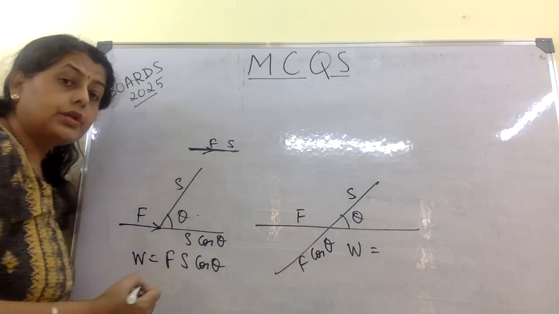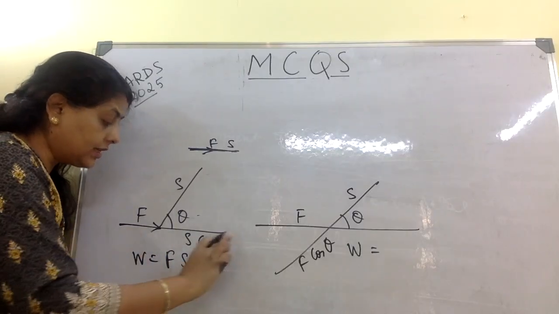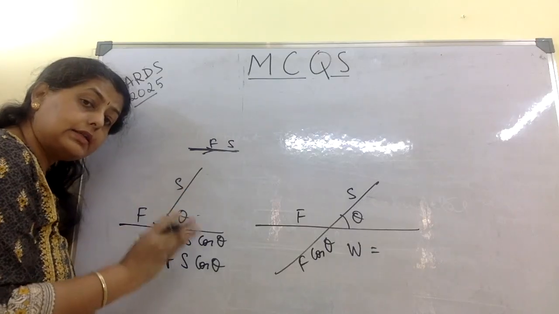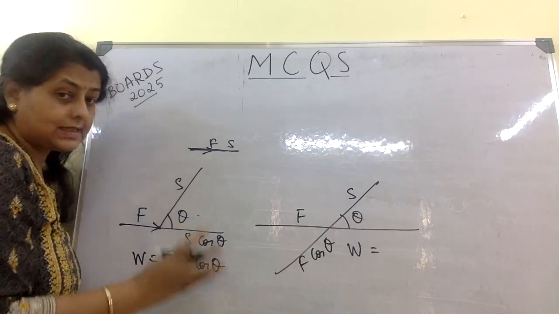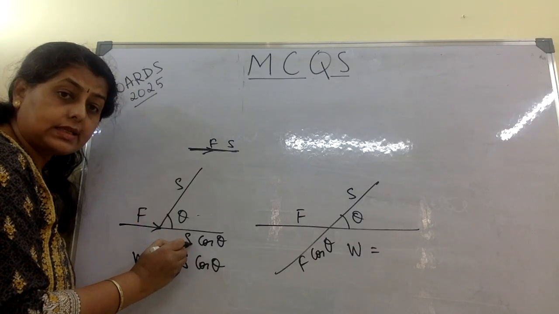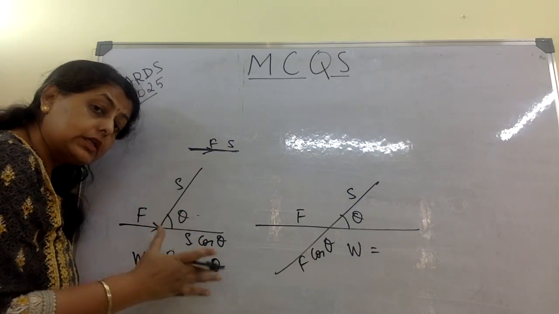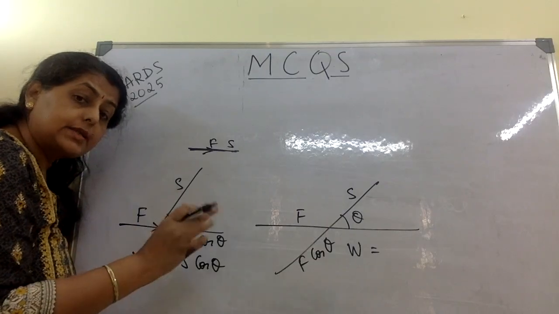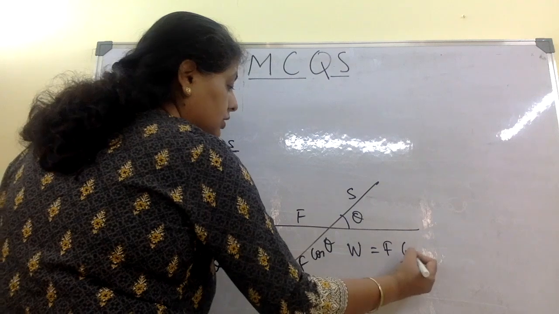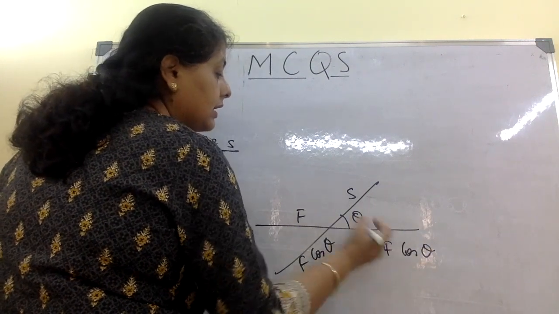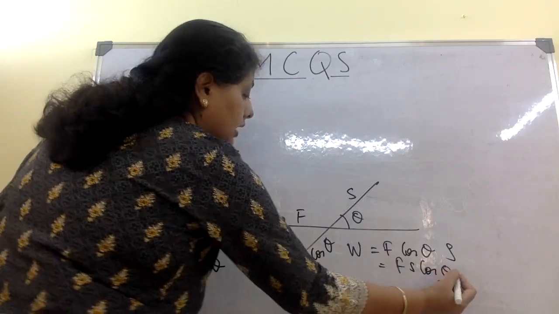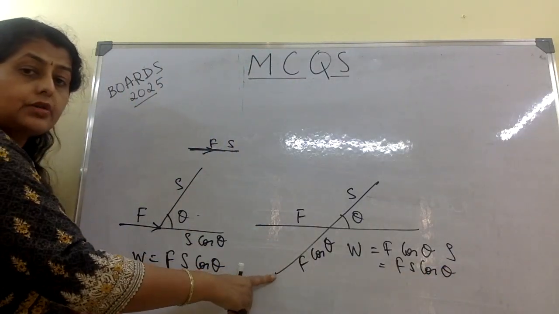Now here you can take it along this line also. The ultimate thing is force and displacement have to go in the same line. So here we took force and we took s cos theta, that is, the component of displacement, and we got our work. Similarly here we will take the component of force and multiply by s. That is Fs cos theta, whichever way. So we took the component of force here.